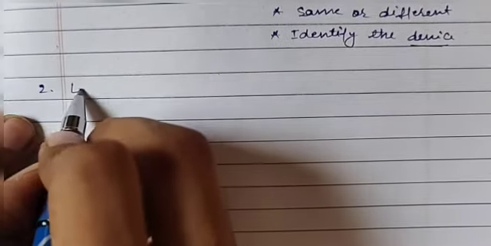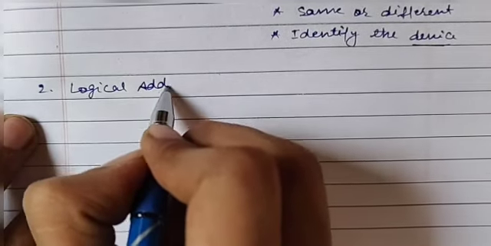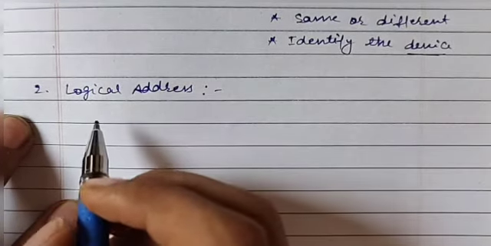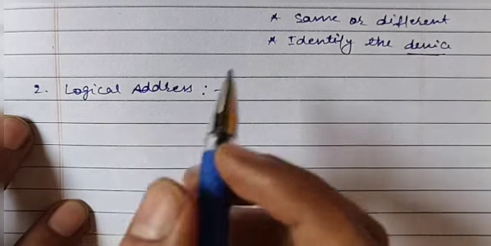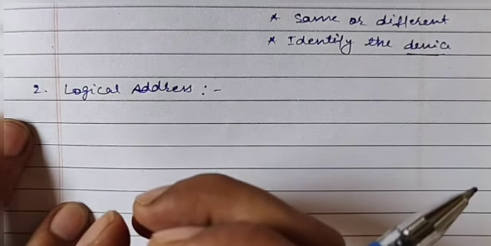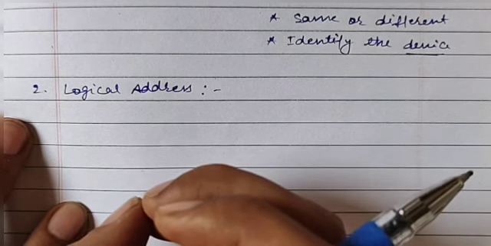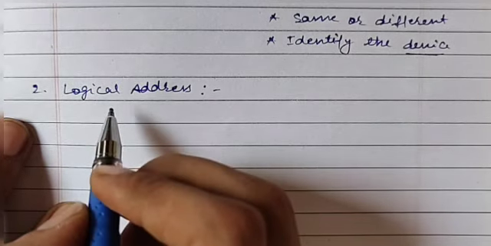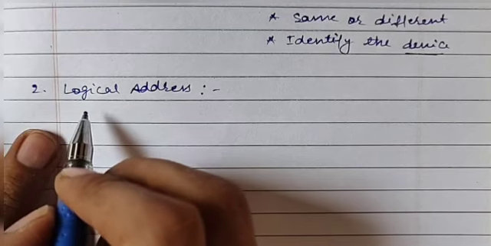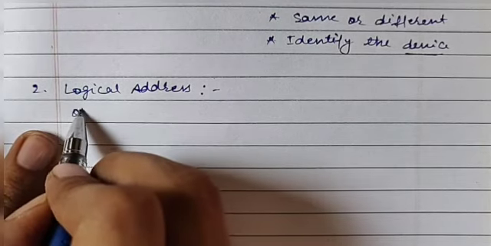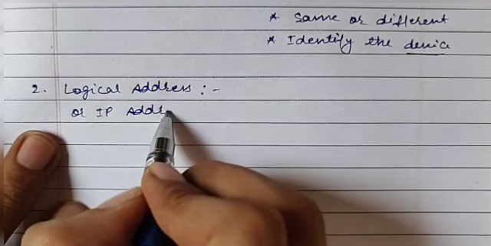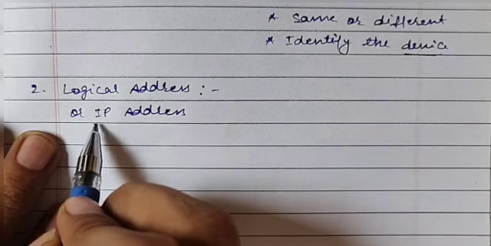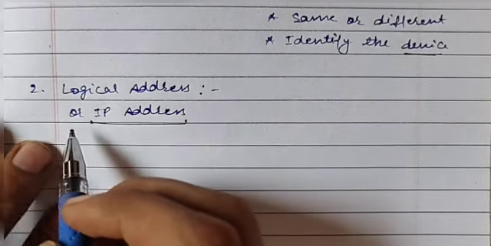So next is the logical address. Dear students, the logical address is the important, main address to perform the communication over the network, right? Let's see. Dear students, we also call it the IP address. IP address means Internet Protocol address. Actually, communication is done over the network by the IP address, right?